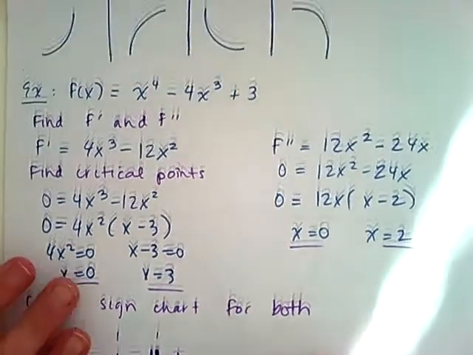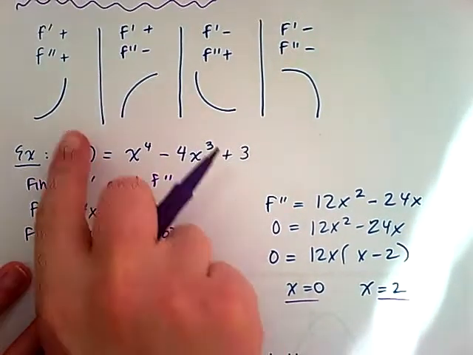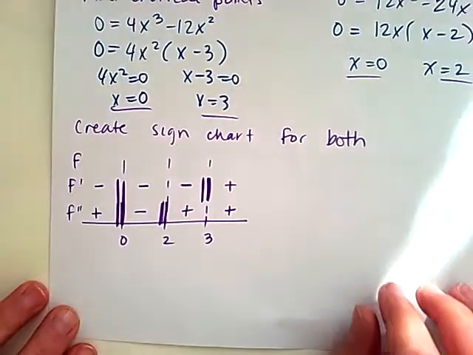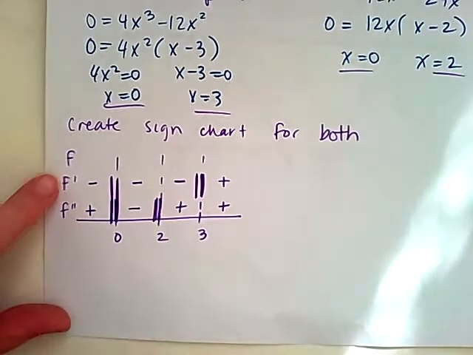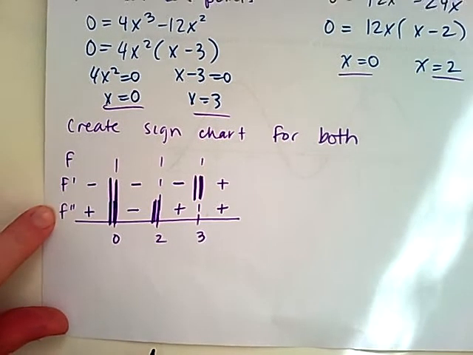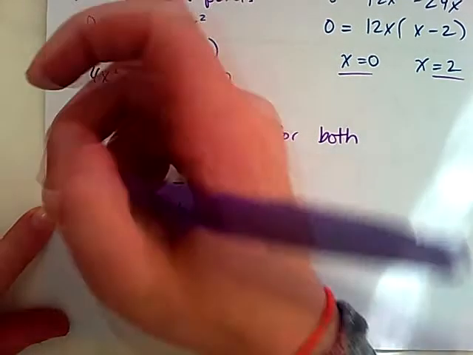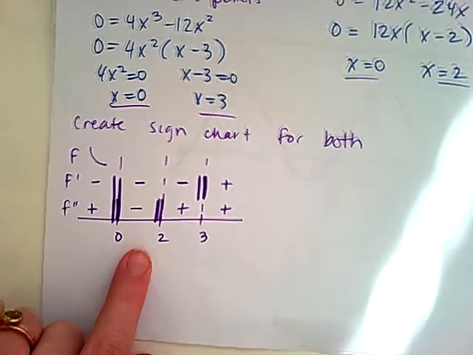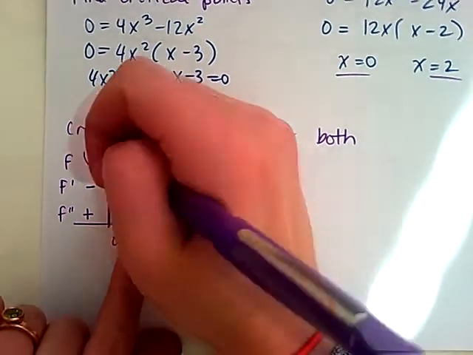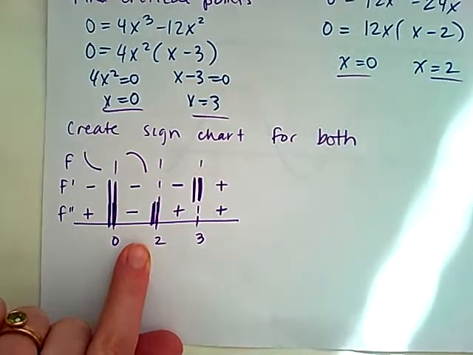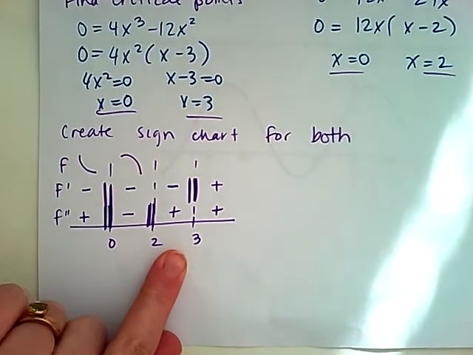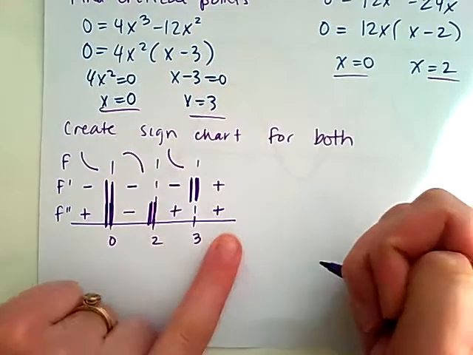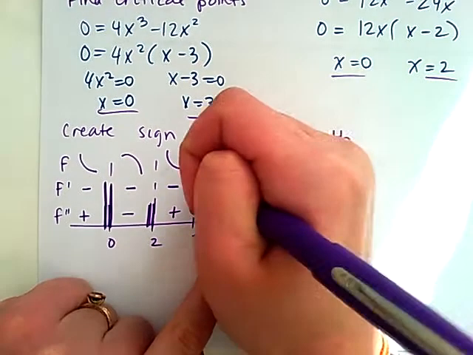So this is where thinking about these 4 different shapes is useful. Checking this out, we have negative first derivative, positive second derivative, so that means concave up and decreasing. Looks like that. Between 0 and 2, we have decreasing and concave down. Should look like that. Between 2 and 3, we have decreasing and concave up. And then after 3, we have increasing and concave up.